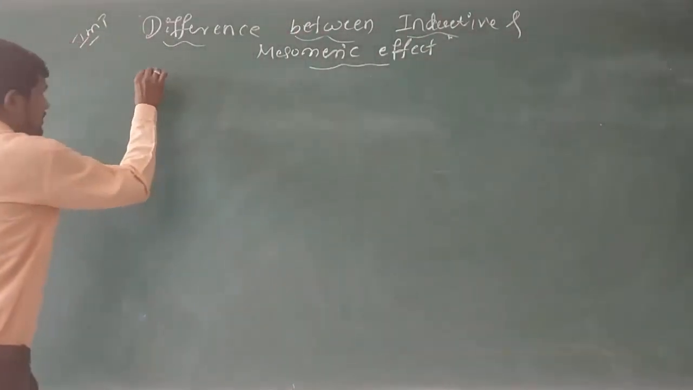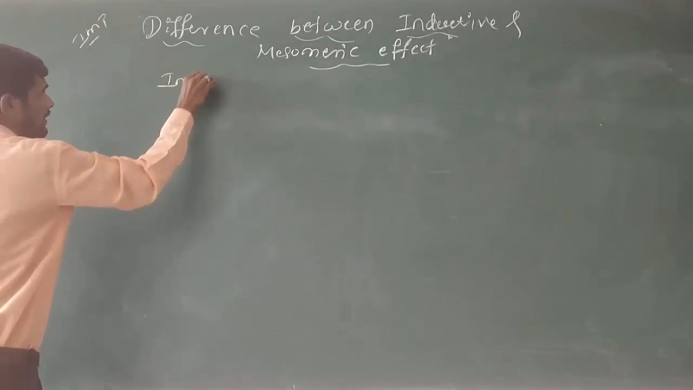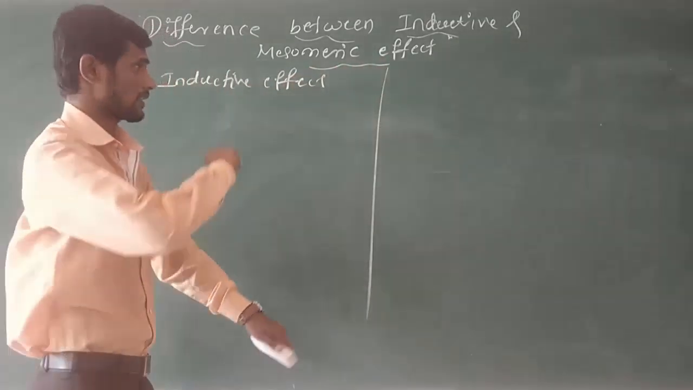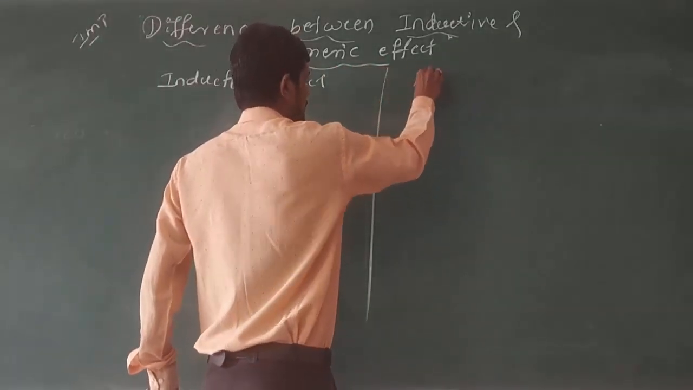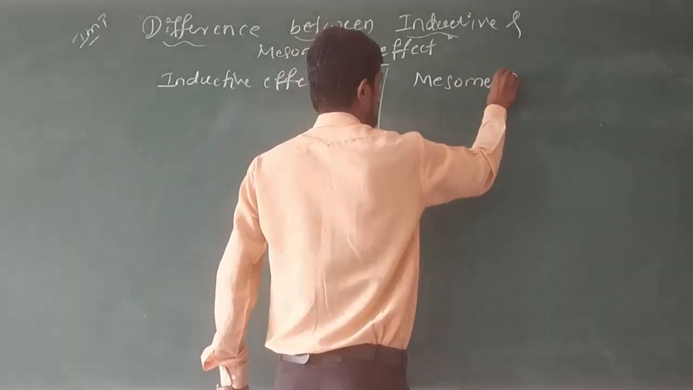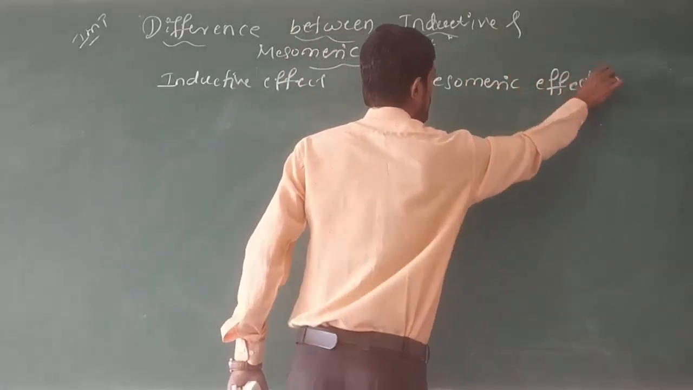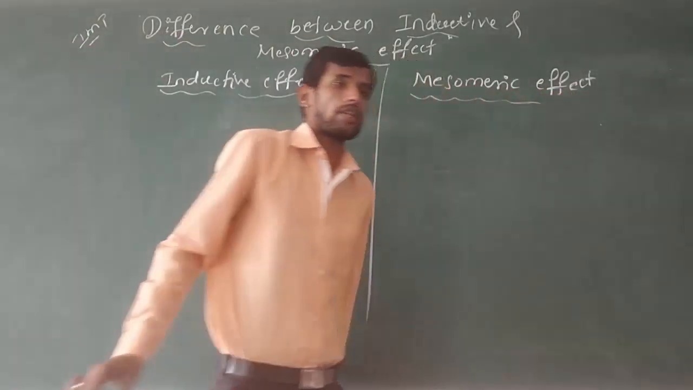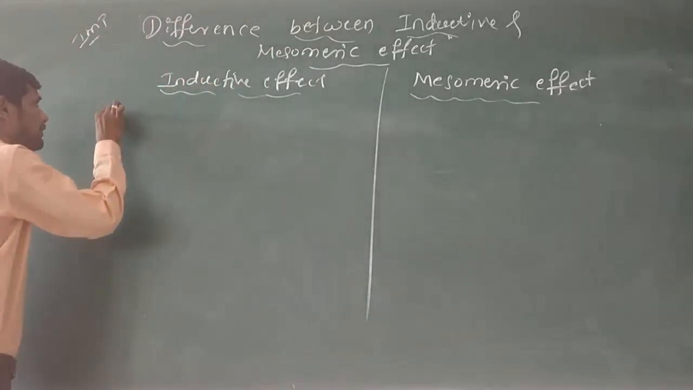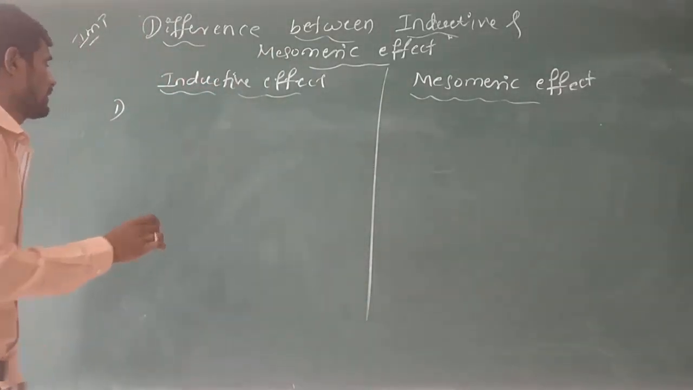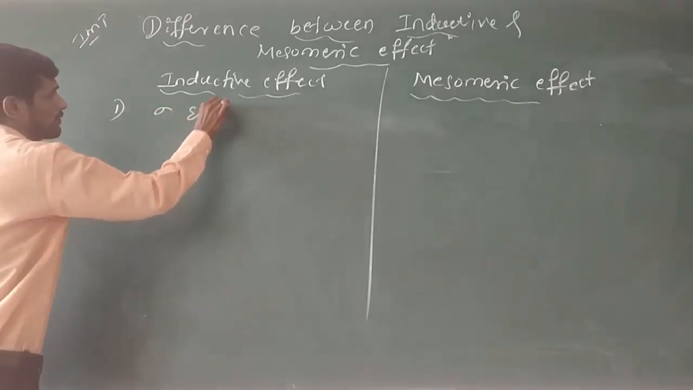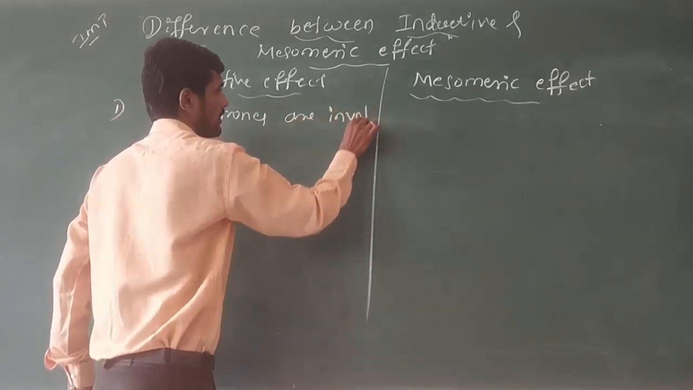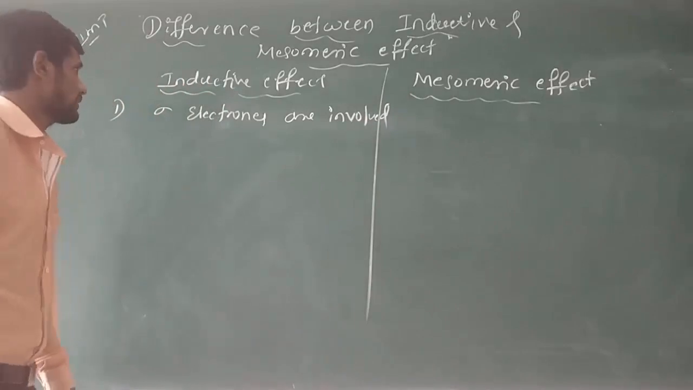Let's take 2 columns. Here first I take inductive effect, and on the other side I take mesomeric or resonance effect. Okay, what do you know about these two effects? Just recall the points. In inductive effect, first I write the first point: sigma electrons are involved. Is it right? Yes. Sigma electrons are involved.